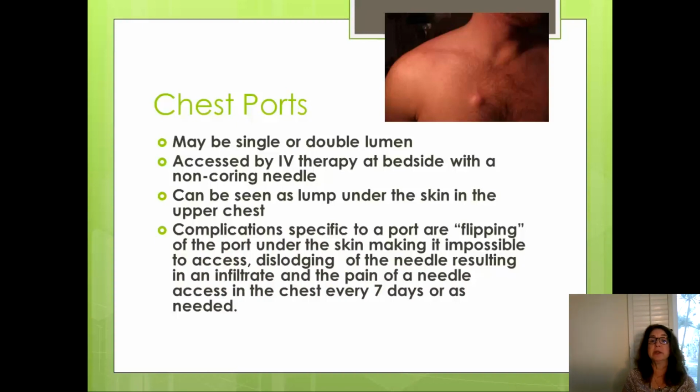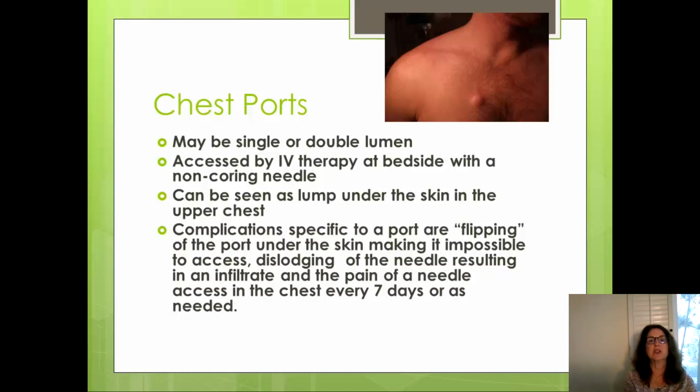Accessed by IV therapy at the bedside with a non-coring needle, which is the funny needle I showed you in the picture before. It's not meant to puncture through things, just through the skin. Sometimes you'll come out to a patient you are using this on in the hospital, and they'll have it accessed with the specialty needle, and you're just connecting the little connector on the outside. You might be changing the IV bag or whatever. It can be seen as a lump under the skin in the upper chest.